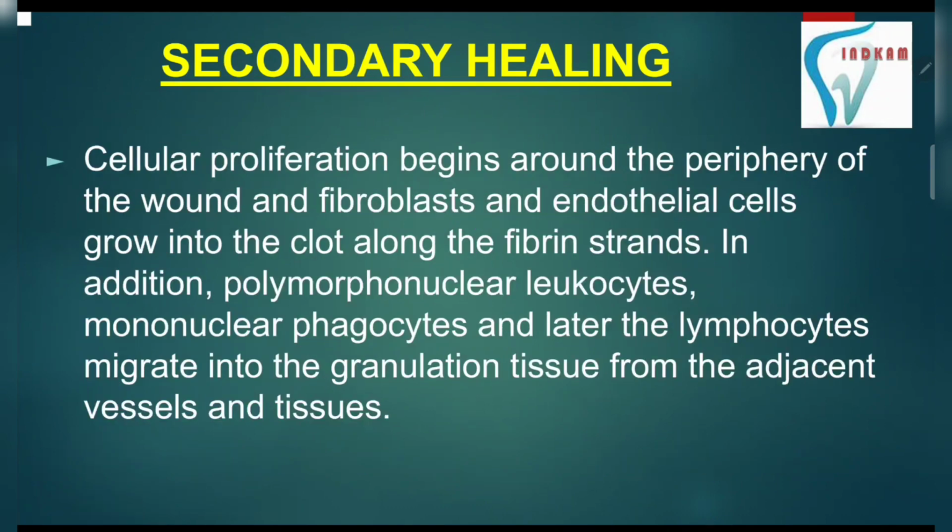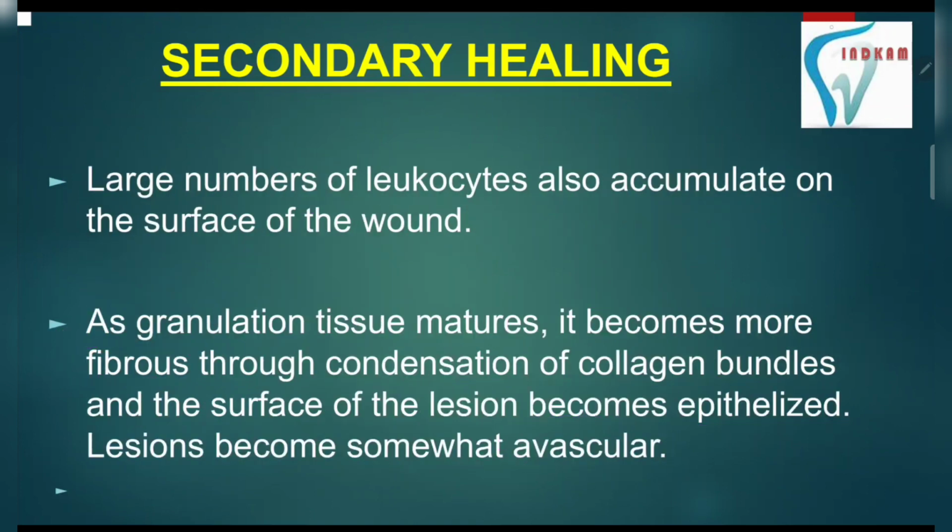Cellular proliferation begins around the periphery of the wound, and fibroblasts and the endothelial cells grow into the clot along the fibrin strands. In addition, polymorphonuclear leukocytes, mononuclear phagocytes, and later the lymphocytes migrate into the granulation tissue from the adjacent vessel and tissues. Large numbers of leukocytes also accumulate on the surface of the wound.